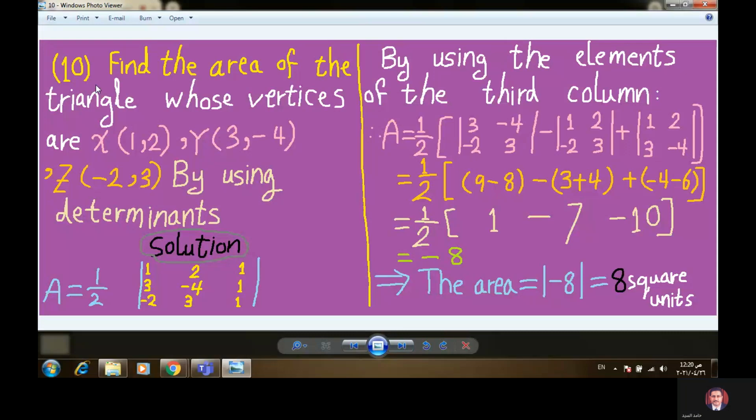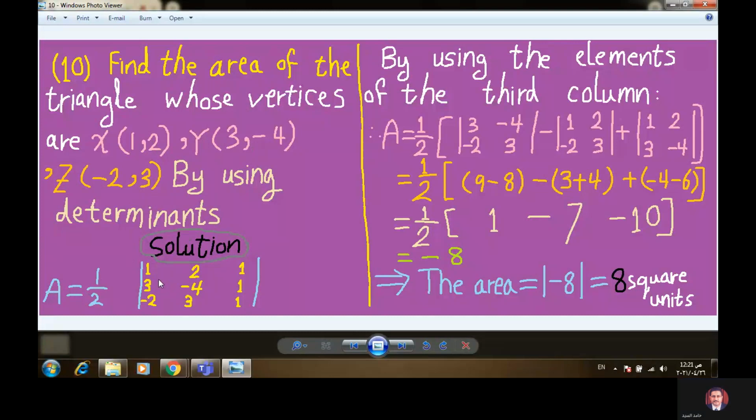Number 10. Find the area of the triangle whose vertices are x, ordered pair 1 and 2, y, ordered pair 3 and negative 4, z, ordered pair negative 2 and 3, by using determinants. Solution: A equals half of this determinant.